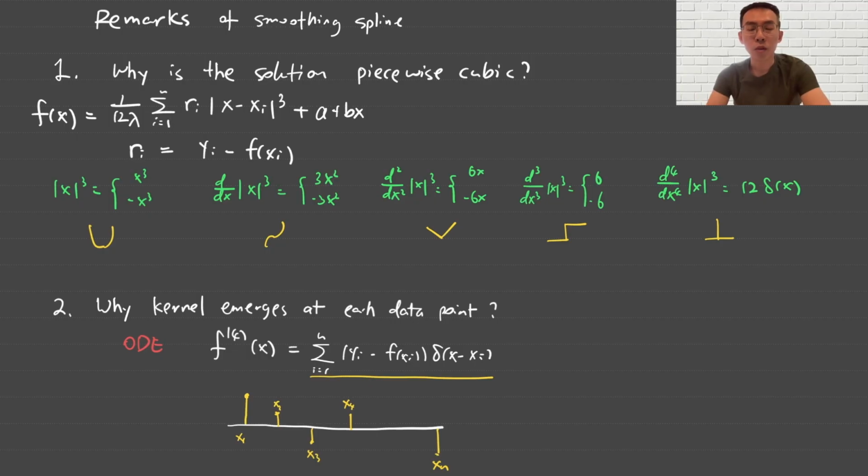Okay, in the end, let's do a few remarks about smoothing spline. This part is actually important. The first remark is, why is the solution piecewise cubic? If we look at the solution of f(x), and if we take the derivatives of the kernel part, that is the first term, we notice that the derivative is continuous up to the second derivative.